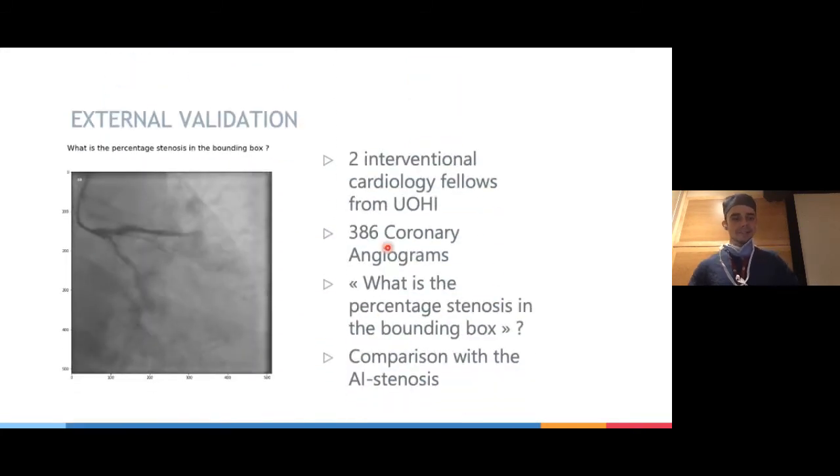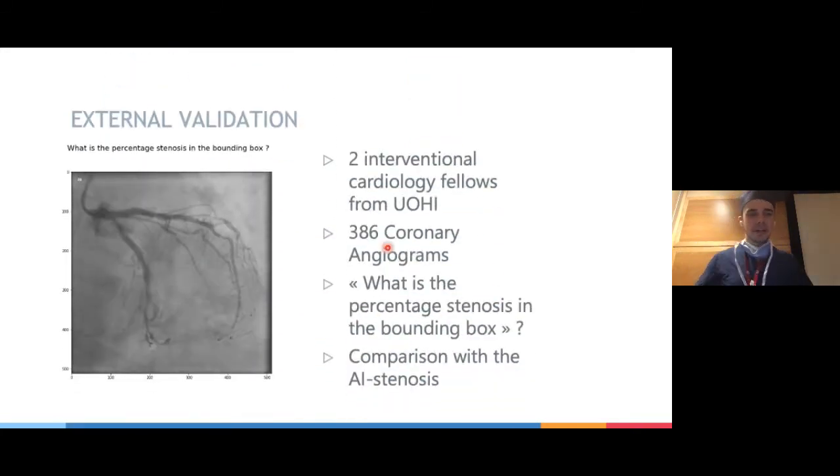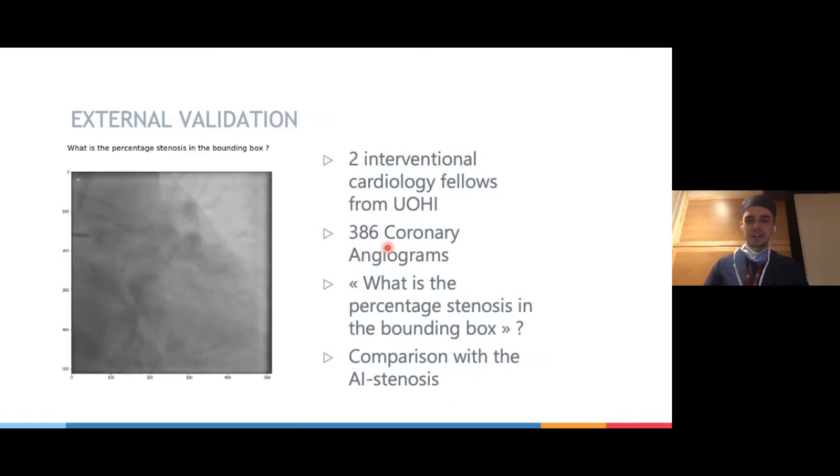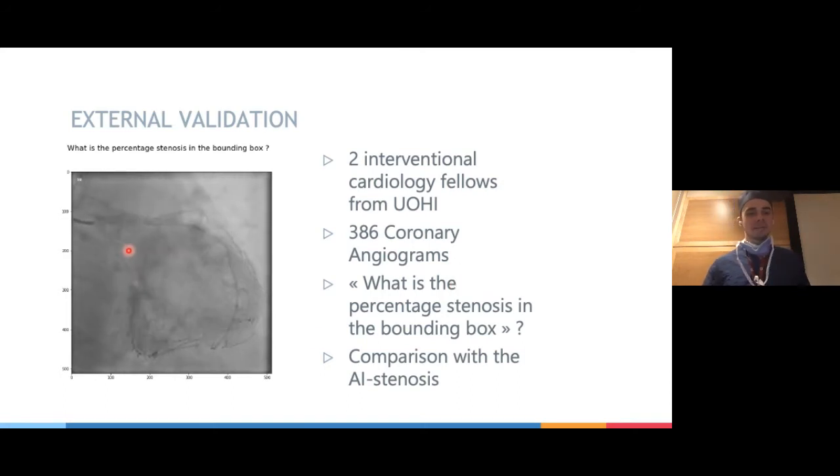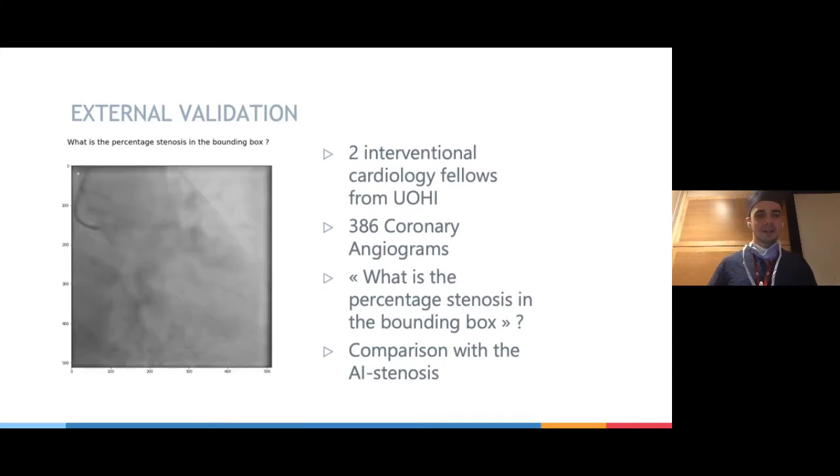We also validated the findings in an external validation data set. So we asked two interventional cardiology fellows from Ottawa Heart Institute to help us with 386 coronary angiograms. We're up to 500 now. And we asked them a simple question, which is, what is the percentage of stenosis in the bounding box? You can see it here. There's a proximal circumflex stenosis. And we compared their percentage stenosis with what AI was predicting.